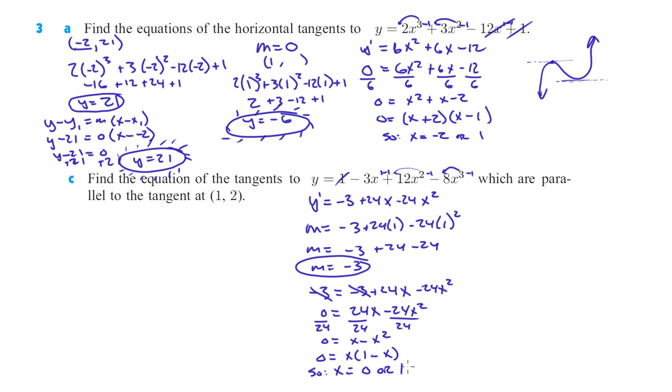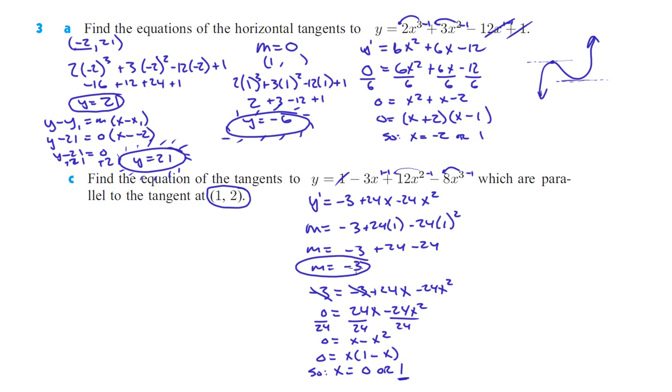Now, we already knew that x equals 1 for sure was going to happen, because that's this point right here. So by getting 1 as one of our answers, we know we're at least somewhat on the right track, because we knew that one of those answers had to be 1, since that's the point that's going to be parallel to the tangent at that point.